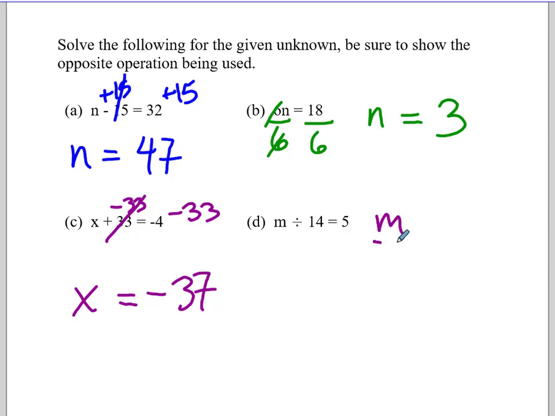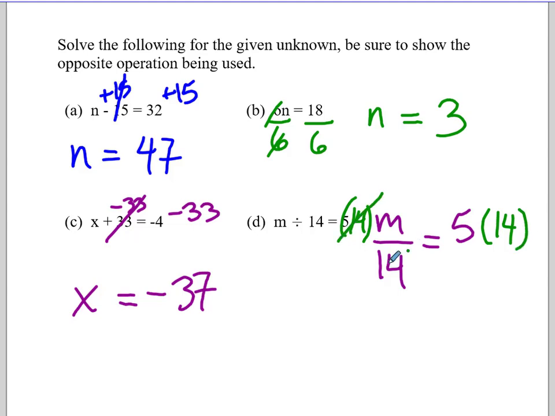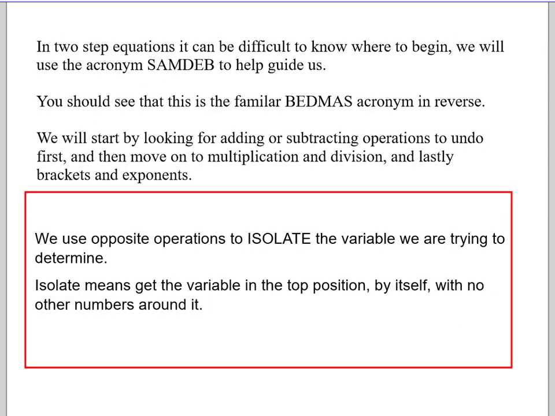And now lastly, m divided by 14 equals 5. I don't like the way that's written. I prefer writing my division like this. And now the opposite of dividing by 14 is multiplying both sides by 14. That 14 on the top cancels with the one on the bottom for 1. It leaves me with m equals 5 times 14, or 70. Okay, those are all one-step problems, and we're just using opposite operations.